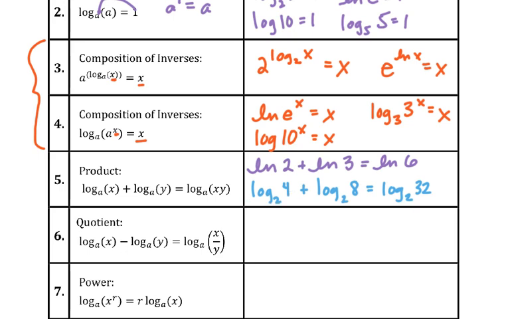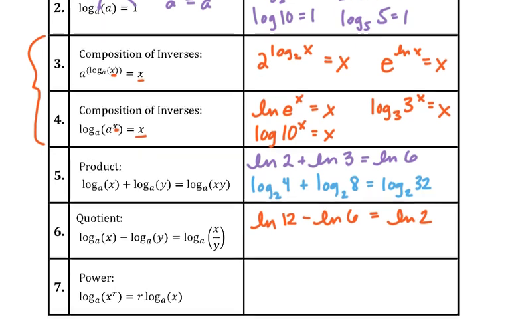All right, our quotient property of logs, which says basically the log of a quotient is the difference of the two logs, or if we have a difference of two logs, we can take the arguments and write them as a quotient. So here we might have the natural log of 12 minus the natural log of 6. And that would become the natural log of 12 over 6, which is equal to the natural log of 2.